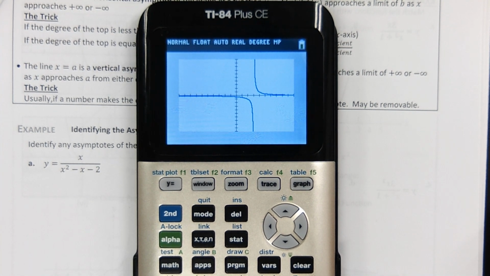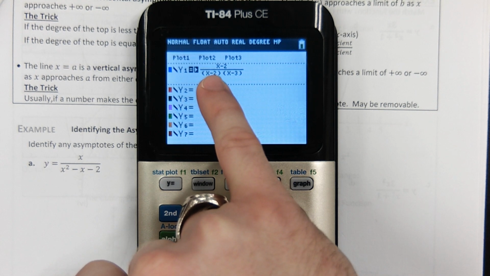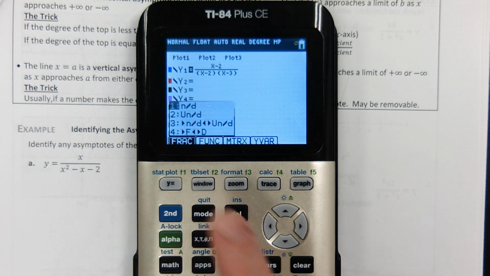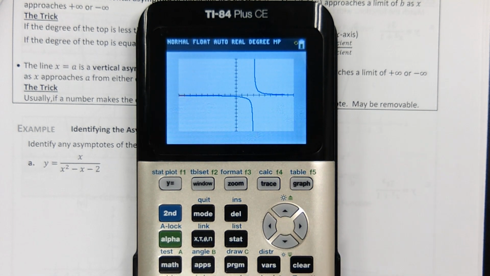Well, it's because this graph has a removable discontinuity at x equals 2. The x minus 2's on the top and bottom cancel each other out, leaving us with this. I'm going to hit graph, and you're going to see the red one trace over the blue one. Mr. M, looks like the same graph to me. Okay, it looks like it.